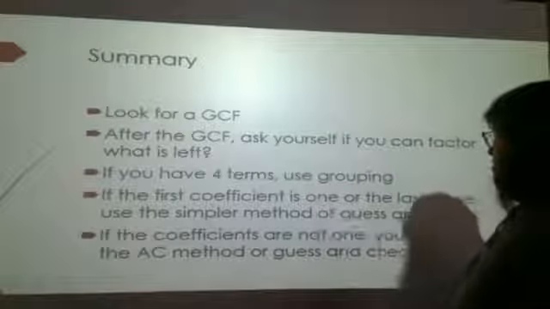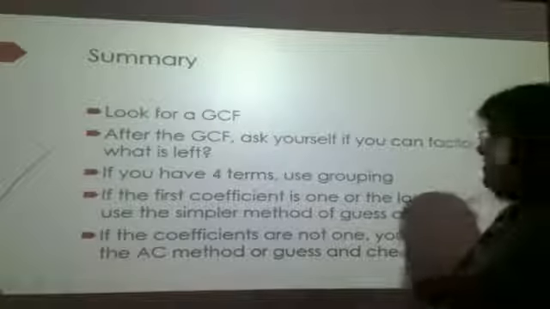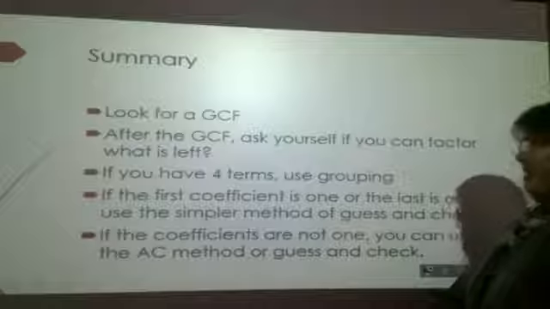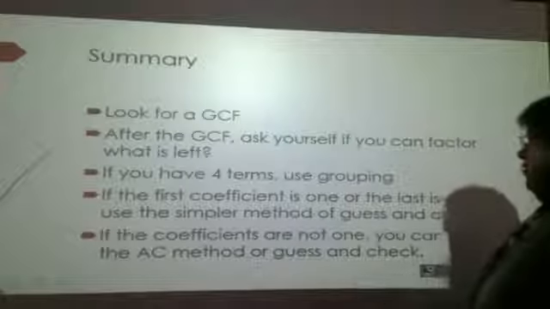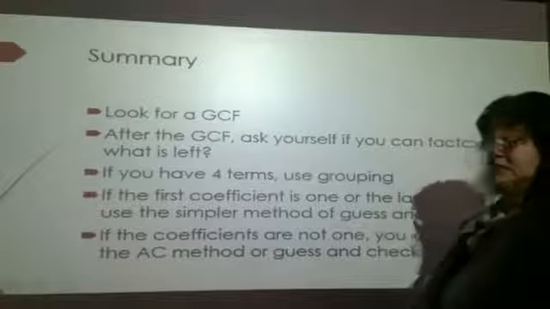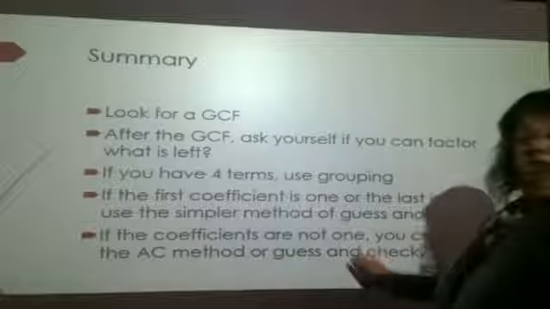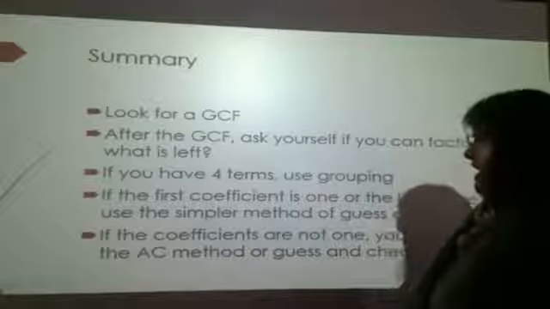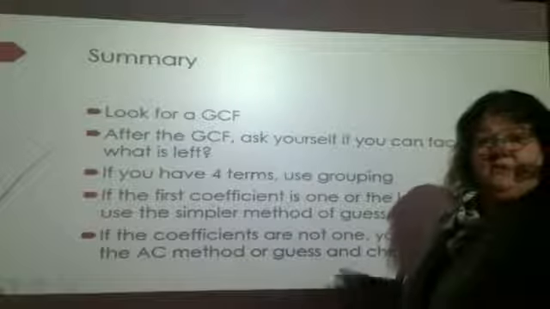If the first term, the first coefficient, or the last coefficient is a 1, you're going to use kind of that guess and check. It's a little bit simpler method. If the coefficients aren't 1, one of the ways I really like the best is to use the AC method. Your teacher may also have you use the guess and check. Some teachers like one method better than the other. I say sometimes do it both ways and make sure your answer matches.